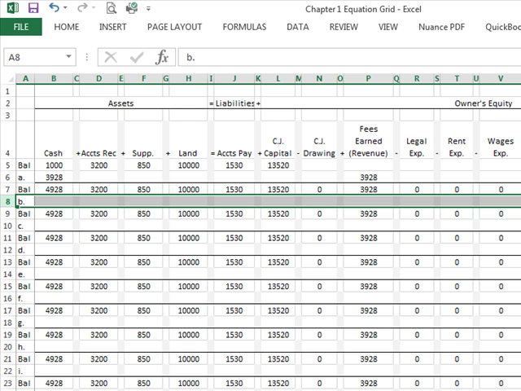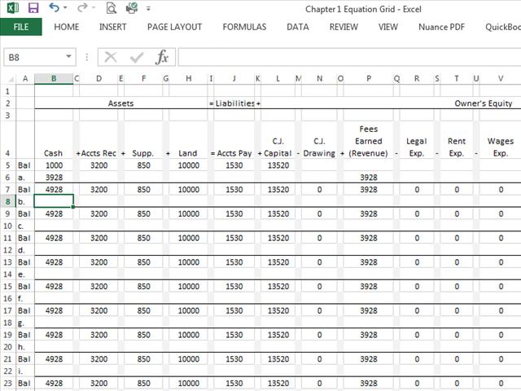Paid creditors on account, $1,055. Okay, well, what event took place? The company paid a debt. How did the company pay this debt? They took the money out of the cash account. So we're going to take $1,000 away from cash, and we're going to take away $1,000 from accounts payable.